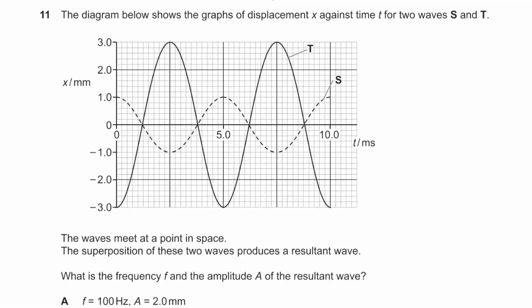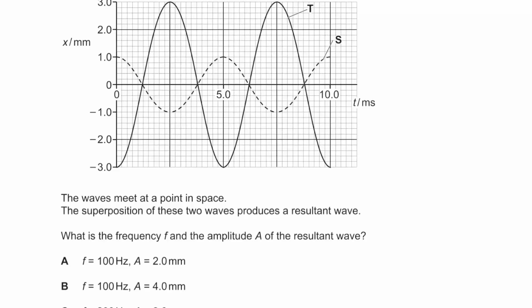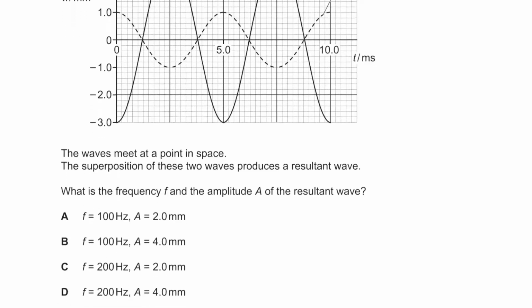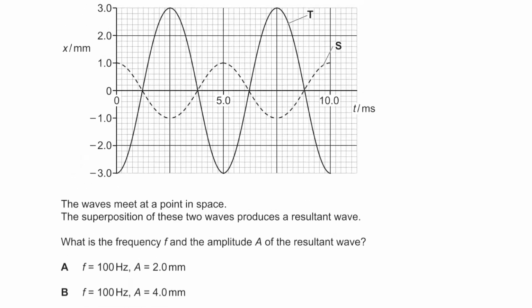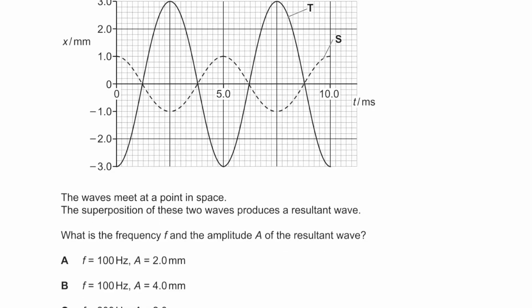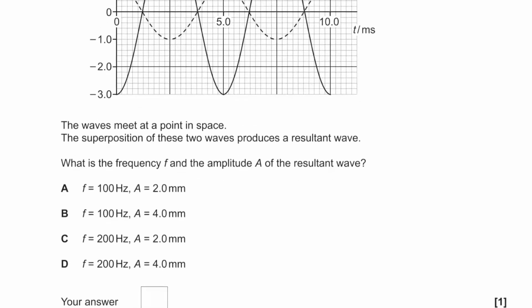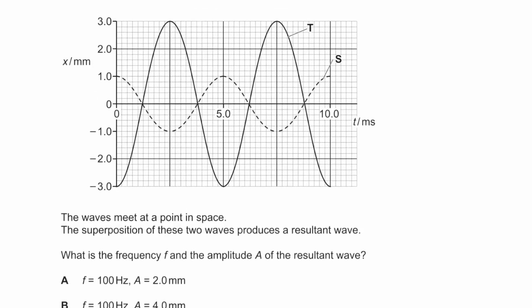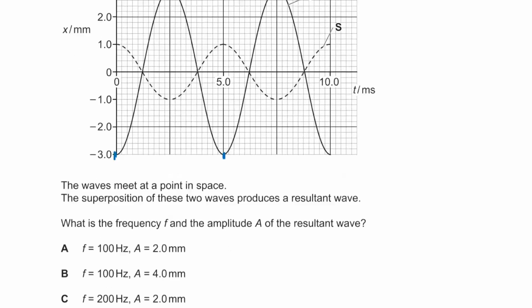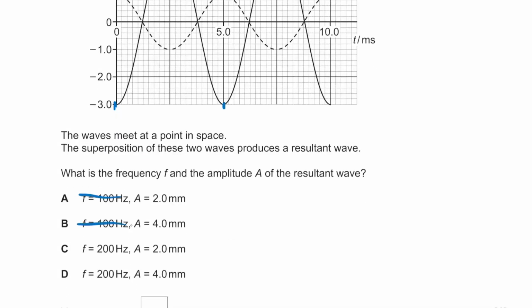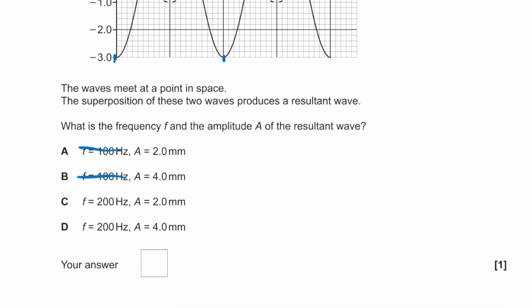11, we have 2 waves. The waves meet at a point in space. They interfere and superpose. What is the frequency f and amplitude A of the resultant wave? Well, we know that frequency isn't changed when you have 2 identical waves. It doesn't double or anything like that. So we can see that the time period is 5 milliseconds, so therefore it can't be 100 hertz. It has to be 200 hertz.